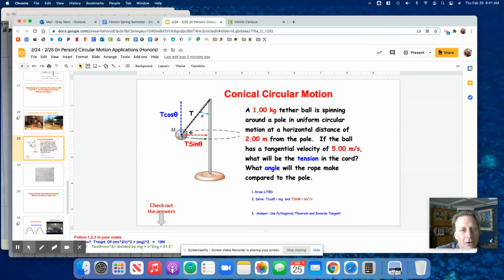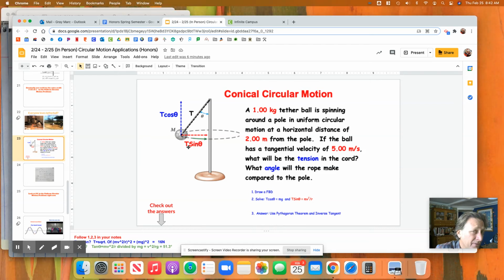Now, the ball itself has tension that's holding it to the pole, but it also has weight going down. Notice I can break the tension into components. The component that I call T cosine theta has to be equal and opposite to the weight component. The reason is that the tetherball, in uniform circular motion, is not accelerating up or down. It's just maintaining altitude, but it's accelerating inwards all the time. That's what's keeping it in the circle. So this T sine theta is what supplies our centripetal force.